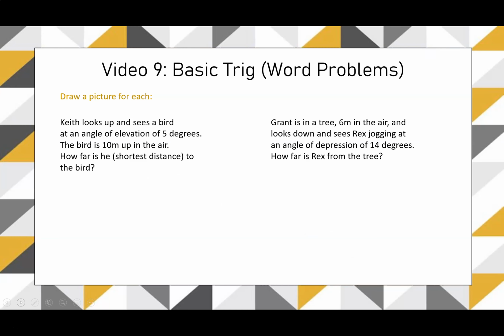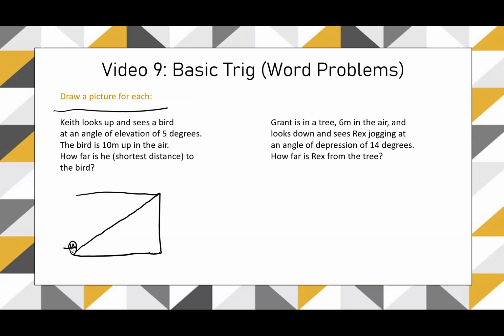All right, we're not going to solve these, but we are going to draw a picture for each. Keith looks up and sees a bird. Where's Keith? Let's give him a nice cool LA hat, you know. Let's see, it's on backwards too. LA. Here we are. And then we could even put a Steelers shirt on him. We won't though. He looks up and he sees a bird at an angle of elevation of 5 degrees.